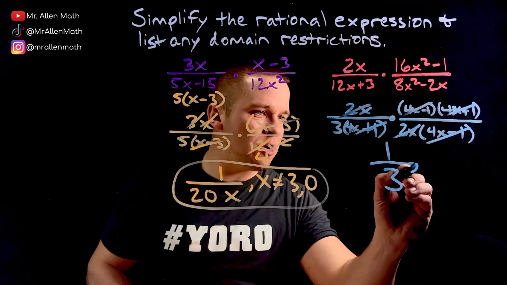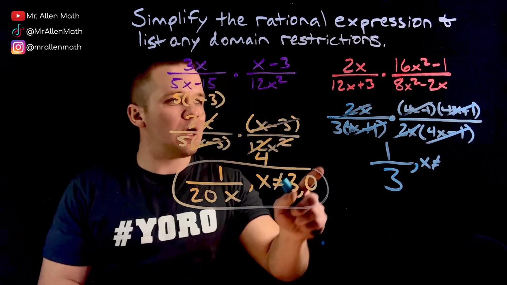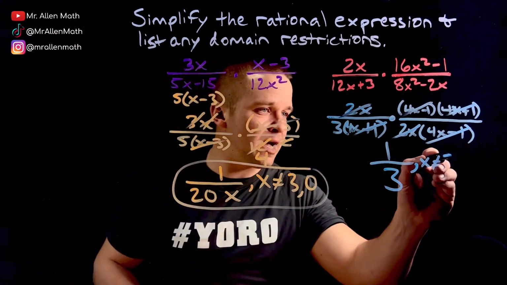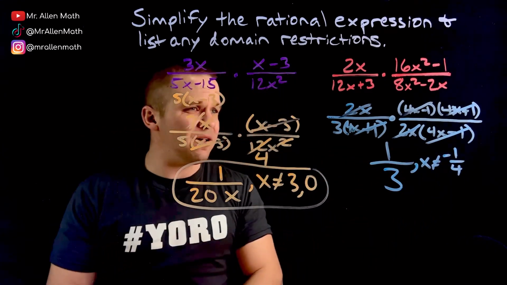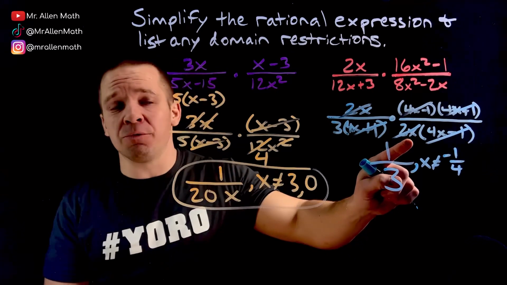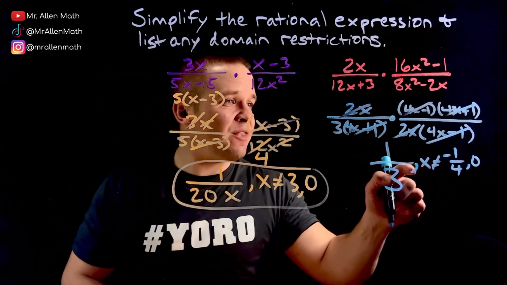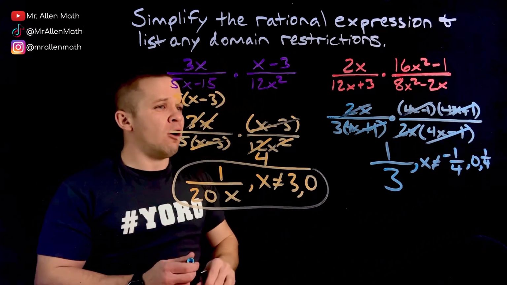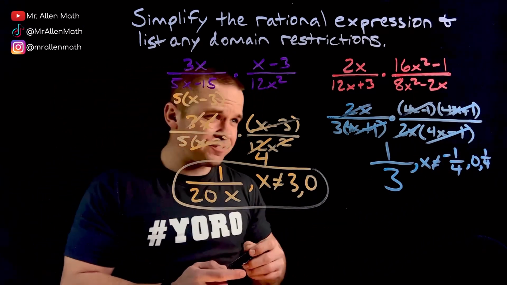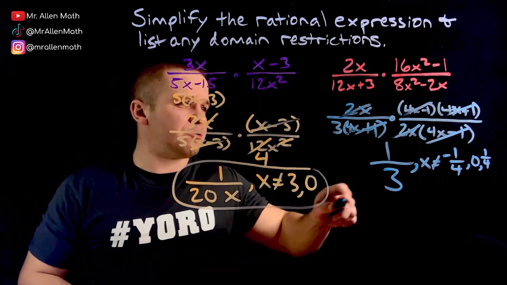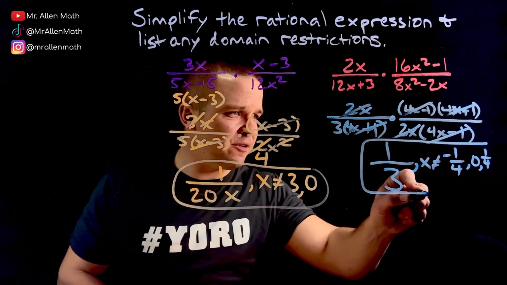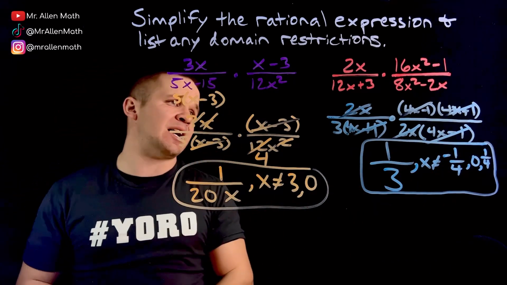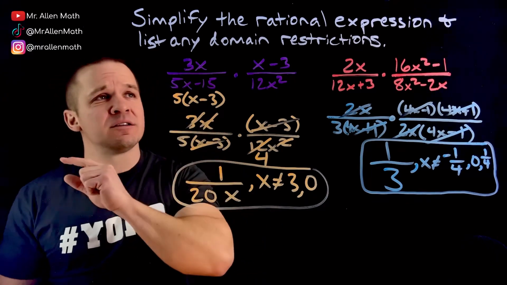Now, what can x not equal? X cannot equal a few things here. For this one, which was 4x plus 1, x cannot equal negative 1/4. What else? For this one here, x cannot equal 0, so we're going to have that in it. And lastly, for this one, it's going to be positive 1/4. Those 3 are part of my domain restriction. My final simplified expression is 1 over 3. Don't forget that 1 over 3.